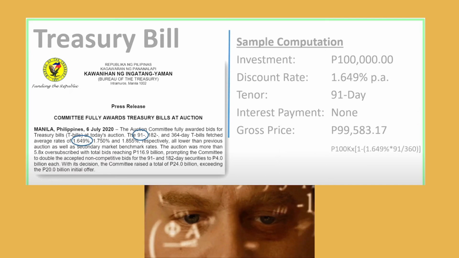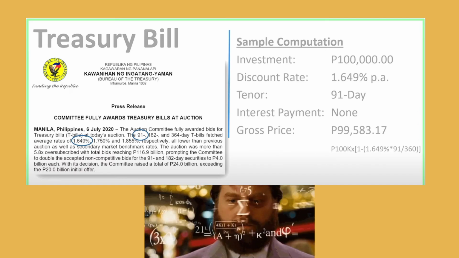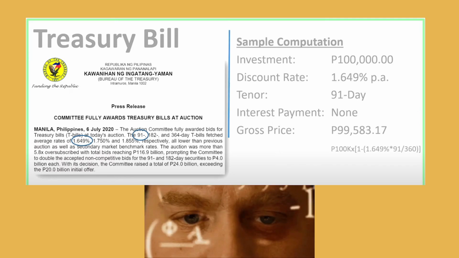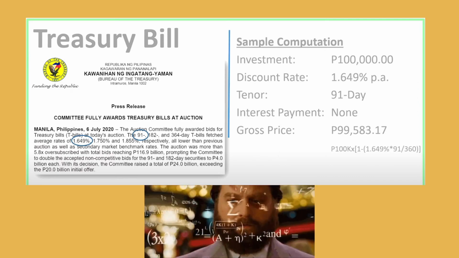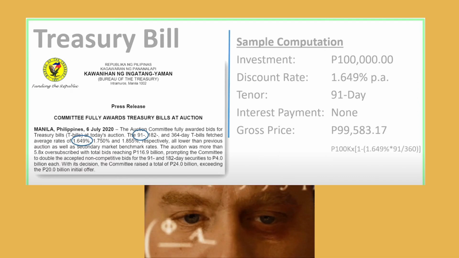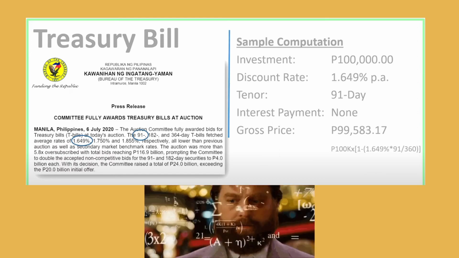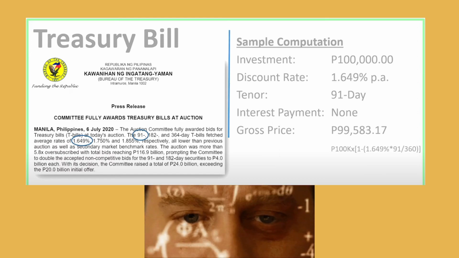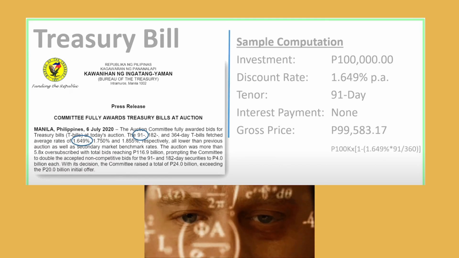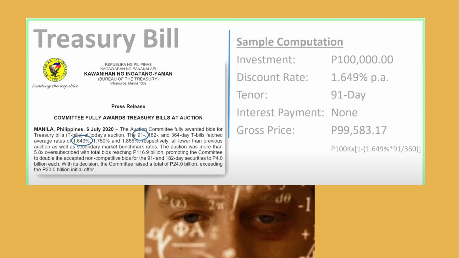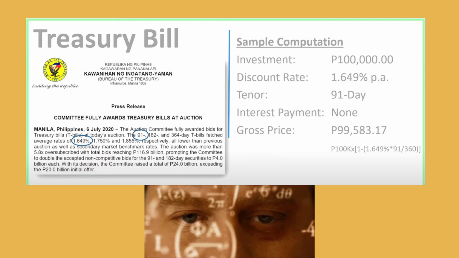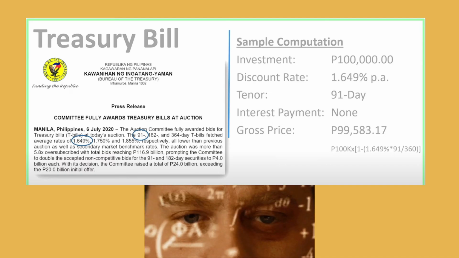Here we see a sample of a treasury bill, which is awarded by the Bureau of Treasury, and we see here samples of tenor and average rate. To understand this further, let's have a sample computation. Investment is 100,000 and the discount rate is 1.649% per annum. For the tenor of 31 days, there's no interest payment, of course, because this is sold at a discount.